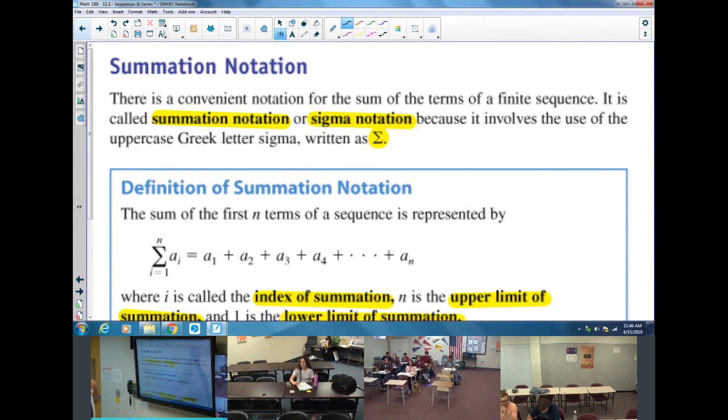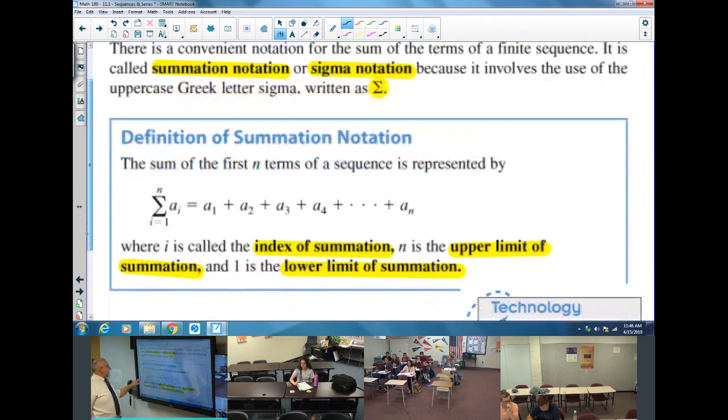Okay, so next, summation. The sum of the first n terms can be represented by this symbol, which looks like an E, but it's actually the Greek S. It's called the summation or the sigma. Now, i is called the index of summation. So it'll say i goes from 1 to n. n is the upper limit of summation, and whatever it starts at is called the lower limit of summation.